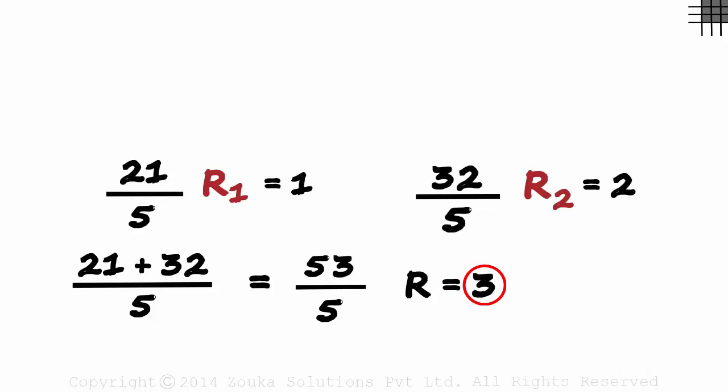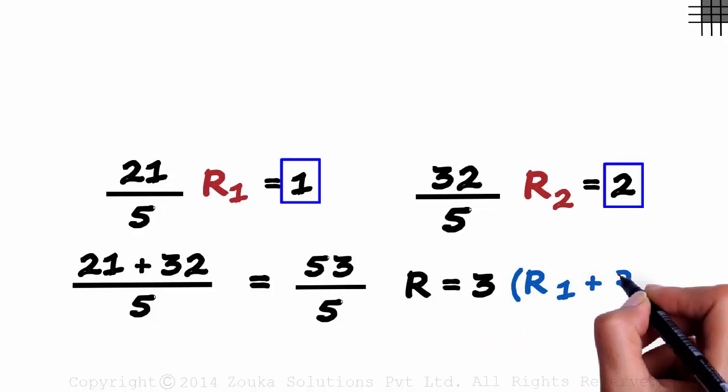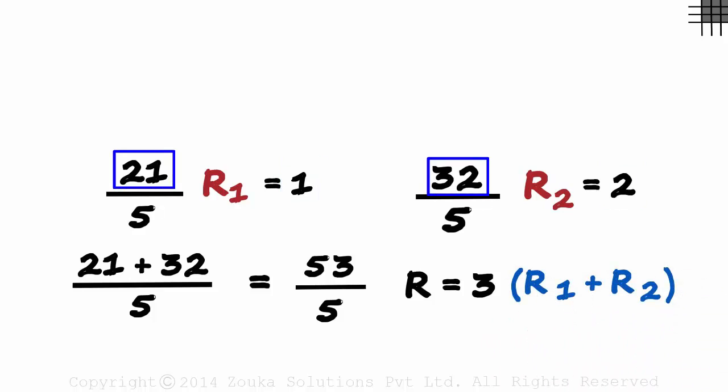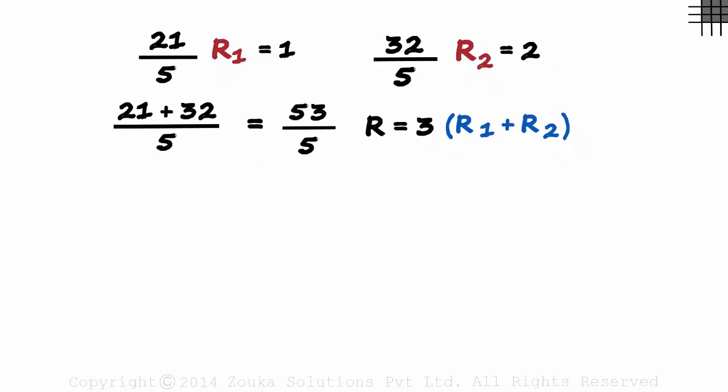And what is this 3? Yes, it's the sum of R1 and R2. When dividends are added over the same divisor, the resulting remainder will be the sum of the remainders. To see if it always holds true, here's another one for you to try.